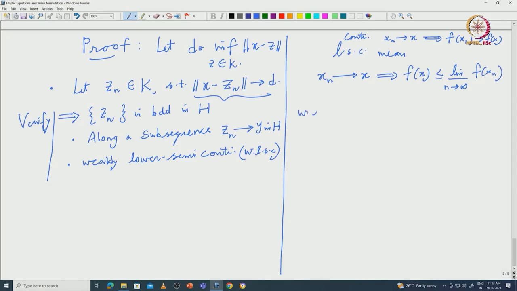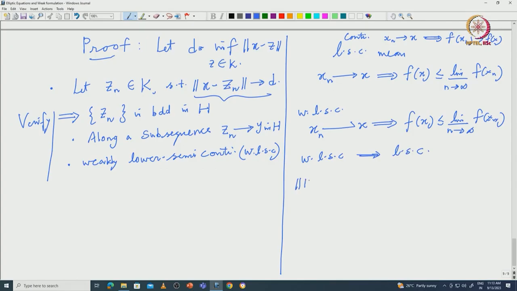So, what is weak lower semi-continuity? x n converges to x weakly. When you are defining notions like weak, it is not that weak is always weaker. So, weak lower semi-continuity is not weaker than lower semi-continuity. You have to see, when you are giving a definition about weak, whether the assumption is weak or the conclusion is weak. If the assumption is weak and still you are concluding something, it is a stronger concept. So, with respect to the weak convergence, you want this to happen, limit inferior as n tends to infinity of f of x n. So, weak lower semi-continuity implies lower semi-continuity.